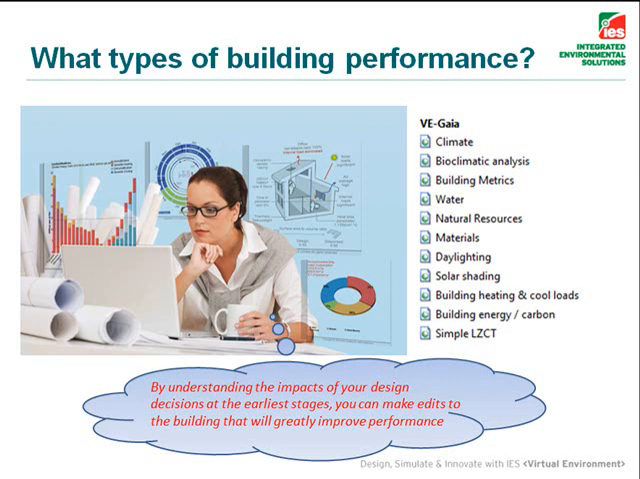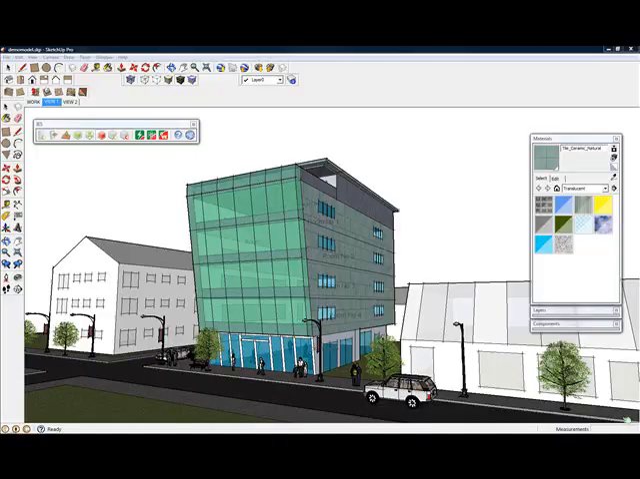So what specific tools do we have? Things with climate, bioclimate, which will be in a following video. It's a great tool to use, looking at natural resources, daylighting, building loads, energy and carbon output from our building. But again, it's about understanding at these earliest stages what edits you can make that will greatly improve your building performance. So how we go about this and how we bring our model in from a typical three-dimensional program, SketchUp, is what we're going to be going over today.